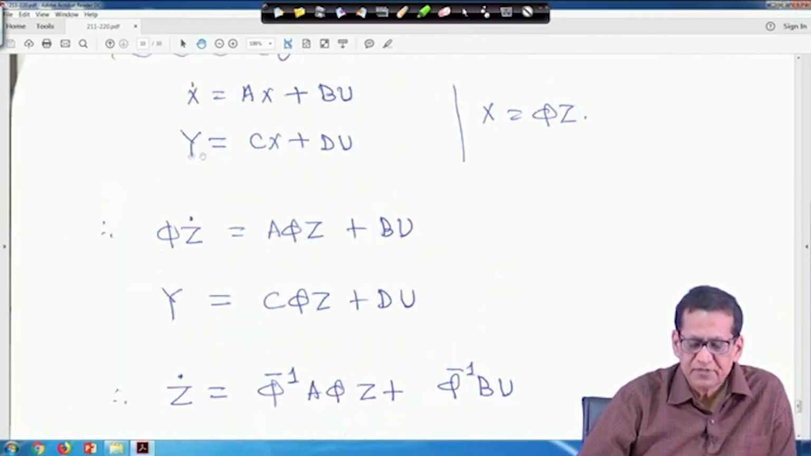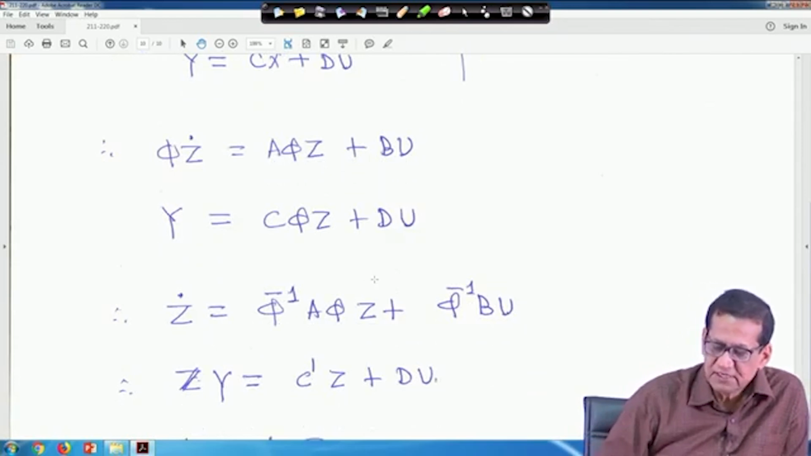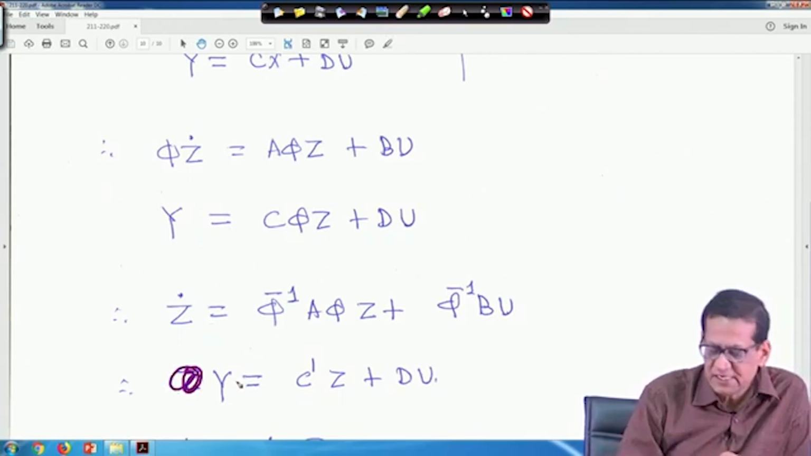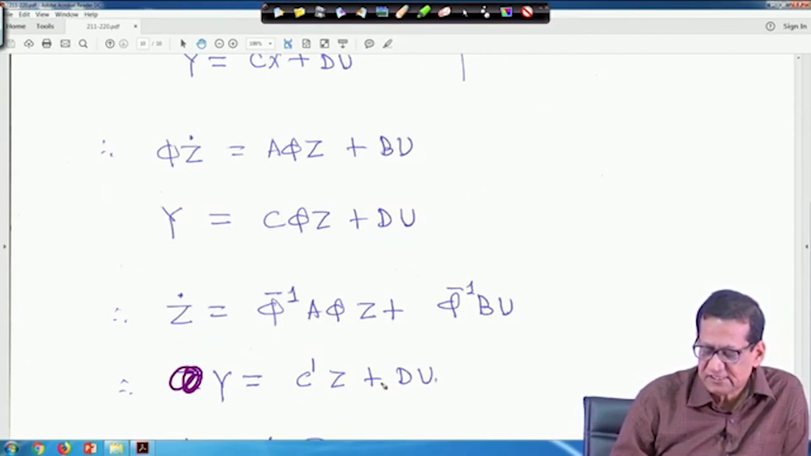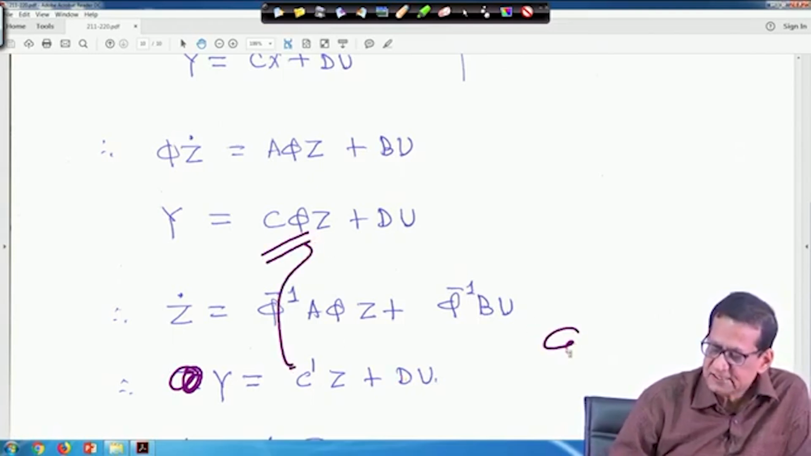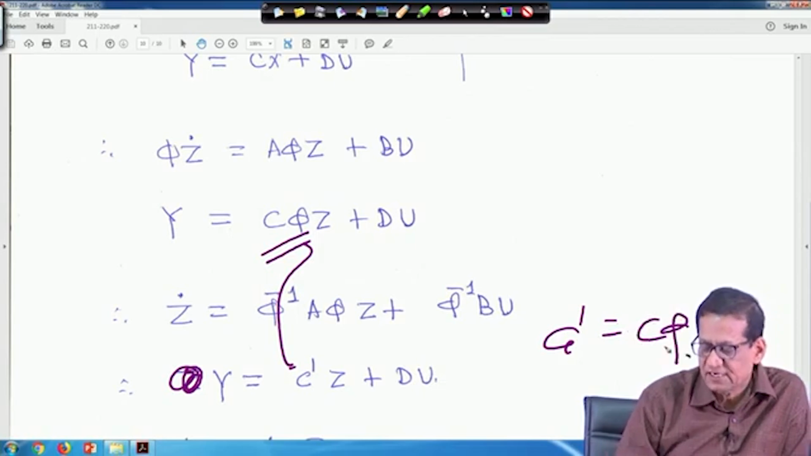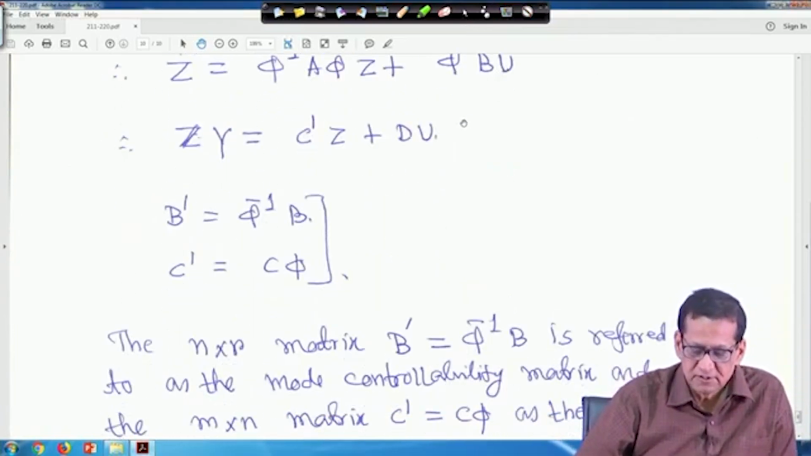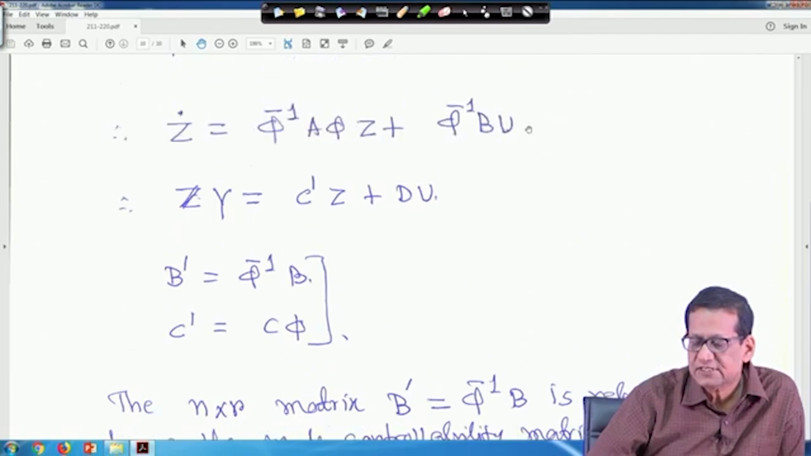Or this output also, y is equal to C phi z plus D u. That means this is actually nothing, we can write y is equal to C dash z plus D u. Therefore, C dash is equal to C phi, plus D u. So, therefore, B dash is equal to phi inverse B, because here also B dash is equal to phi inverse B and C dash is equal to C phi.